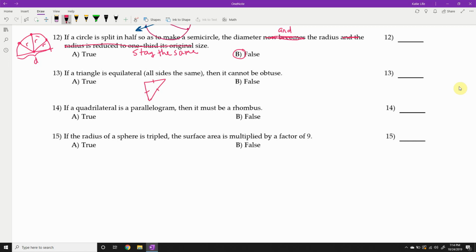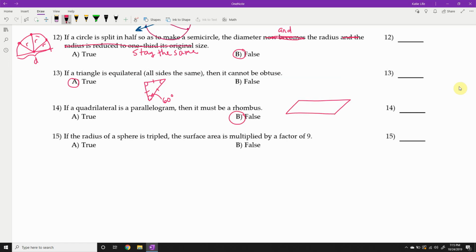Number 13, if a triangle is equilateral, meaning all sides are the same, then it cannot be obtuse. Well, that is true, because if all the sides are the same, all equal lengths, that means that all of the angles inside are going to be the same size. And we know that the sum of the interior angles of a triangle is 180 degrees. So that means each one of these must be 60 degrees, which is an acute angle. So no, they cannot be obtuse. That is true. Number 14, if a quadrilateral is a parallelogram, then it must be a rhombus. False.